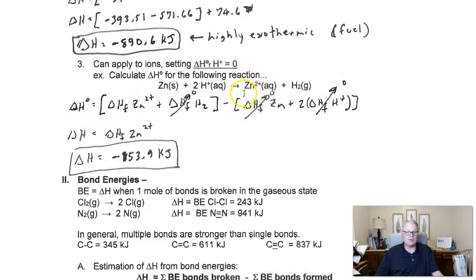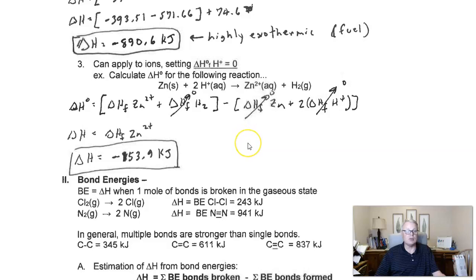So I'm going to look up the heat of formation for zinc 2 plus. That's here. I'm going to look up the heat of formation for H2. I'm going to add them together. That's the sum of the products. Minus the heat of formation for the zinc plus 2 times the heat of formation for H+. All right? Products minus reactants.